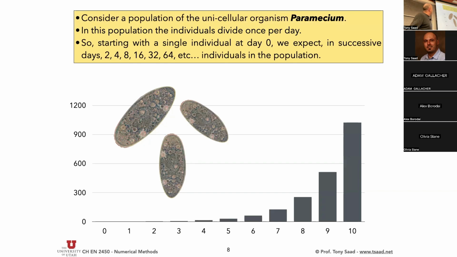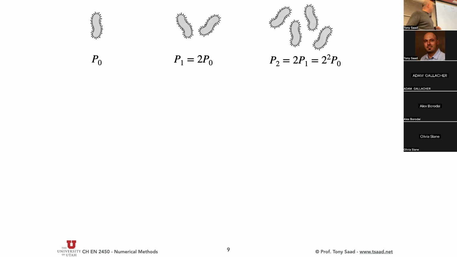Okay. And so starting with a single individual at day 0, we expect in successive days 2, 4, 8, 16, and so on individuals in the population, right? So this is a histogram of that population. So more mathematically, if you're starting with a population of P0, which is 1 individual, after 1 day, you have 2 times P0, because that P0 divided in 2. And then after 2 days have passed, you have 2P1, which is 4P0 or 2 to the power 2 P0.